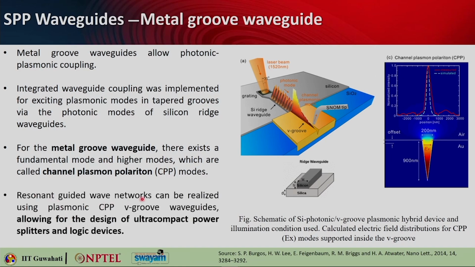The resonant guided wave network can be realized using plasmonic CPP V groove waveguides. They also allow design of ultra compact power splitters and logic devices, because you can do this kind of splitting and manipulation on a much smaller scale as compared to photonic integrated circuits.